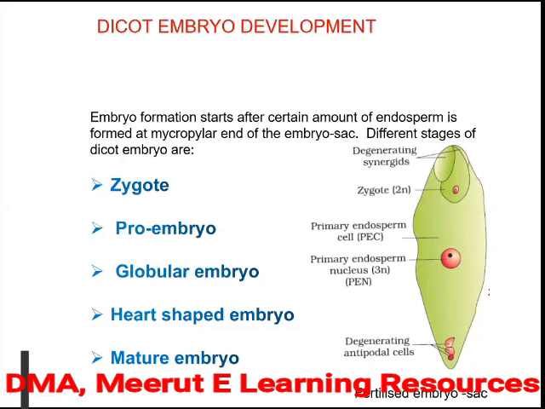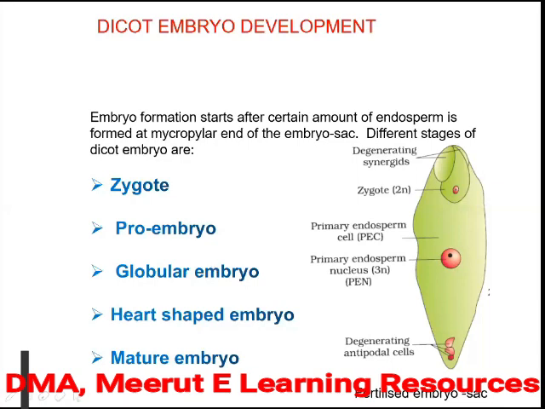It divides either by free nuclear, cellular or helobial type, and then it nourishes the developing embryo. Embryo development in dicot consists of these stages: proembryo, globular embryo, heart-shaped embryo, and mature embryo. So let us discuss all of these stages one by one.